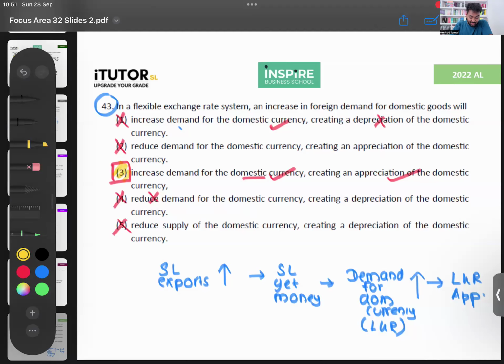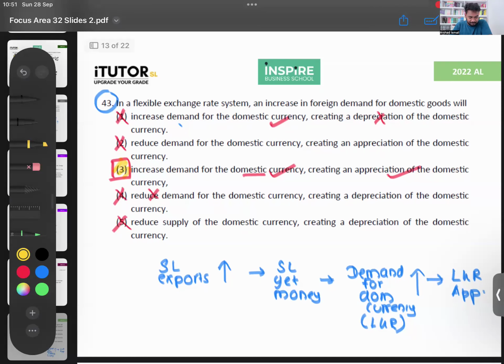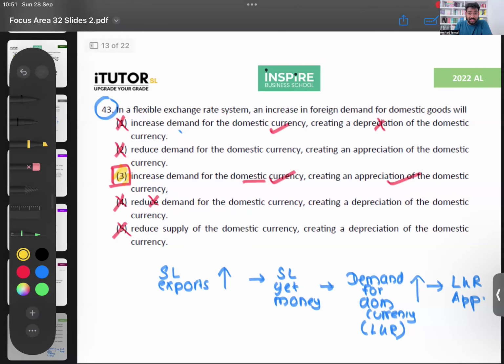So all of this comes from this. Remember in the theory class, I made you all draw these graphs. I made you shift the curve when this happens, and I asked you, if this happens, what happens? We drew them one by one. So it is that area that they are testing now.